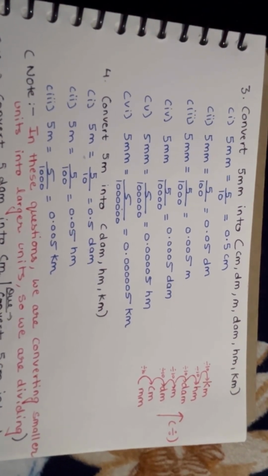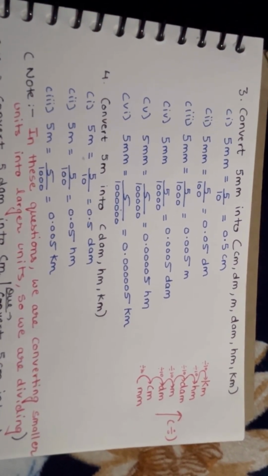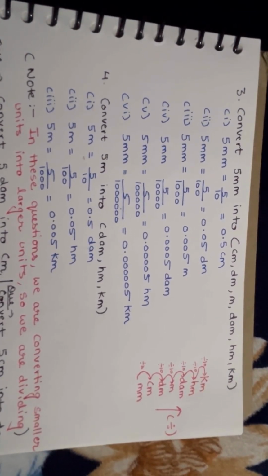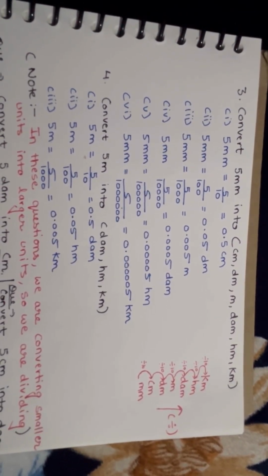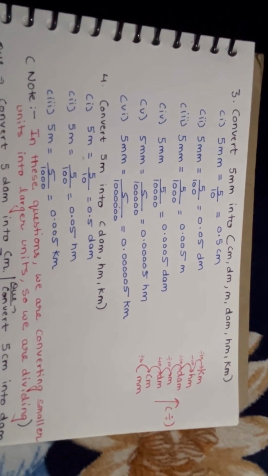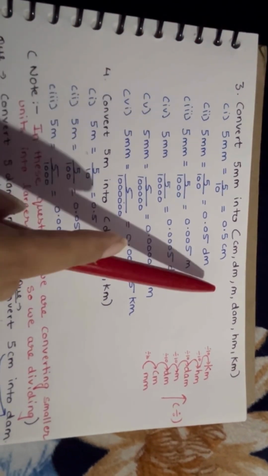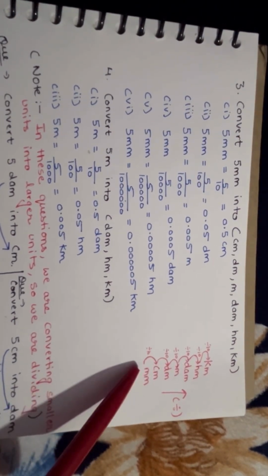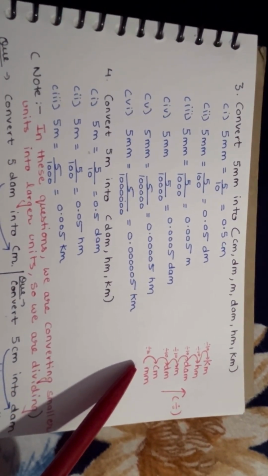For example, look at question number 3. Convert 5 millimeter into centimeter, decimeter, meter, decameter, hectometer and kilometer. So in first part, we will convert millimeter into centimeter. So you can see that centimeter is just above millimeter. So we will divide by 10.